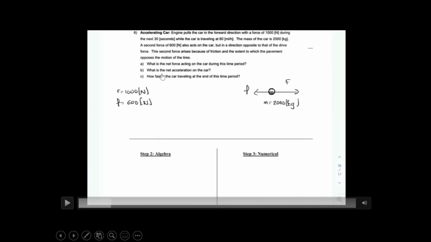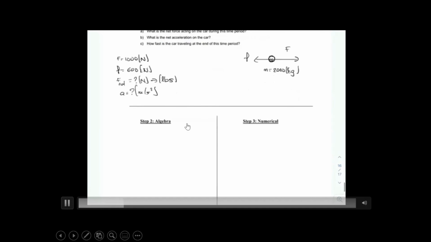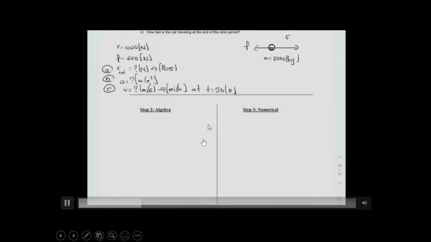Same mass, same car. So the net force acting on the car is what I want. I want it in terms of newtons and pounds, and then figure out the acceleration. And then check to see how far the car is going to move at the end of this time period. Time period is 30 seconds. So the question is how fast in terms of meters per second, miles per hour, 30 seconds later. Any questions? I don't see any, so let's jump in.